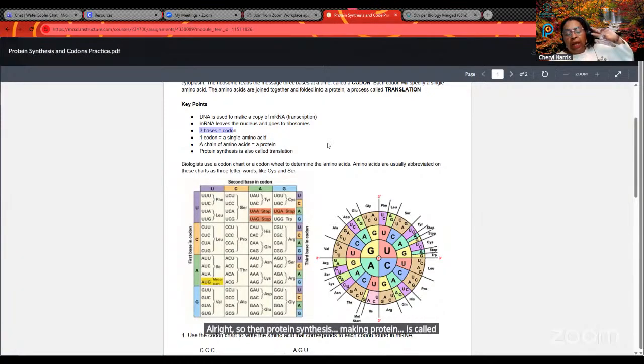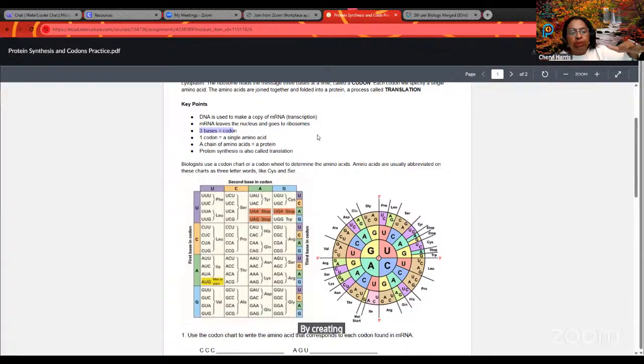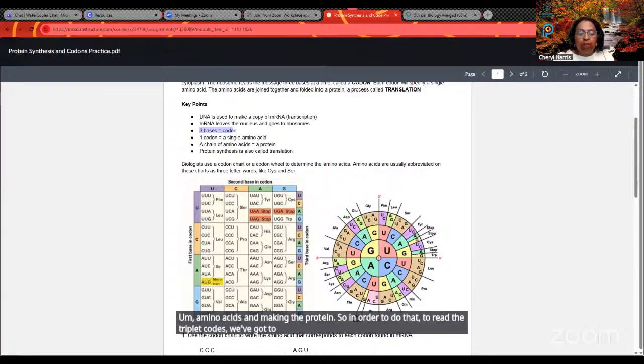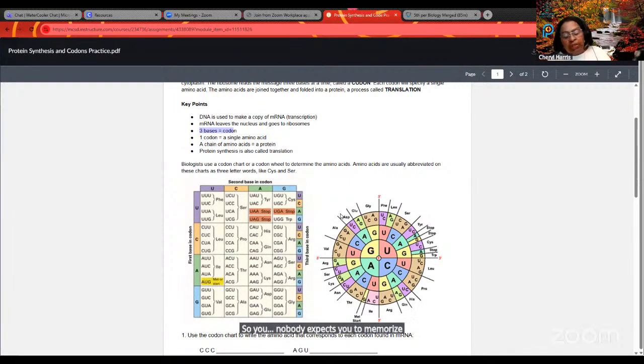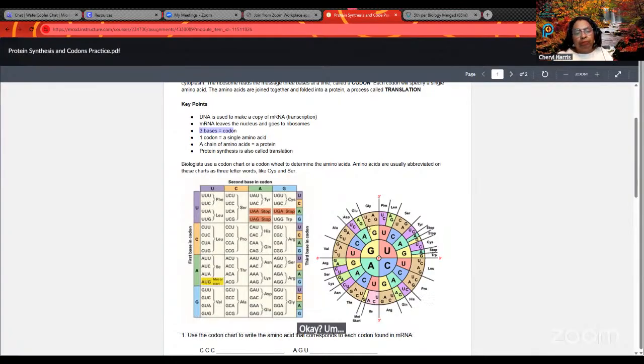So we got the information from the DNA, we transcribed the information by creating these triplet codes, and then we translated it by getting the amino acids and making the protein. In order to read the triplet codes, we've got to use this little triplet code reading chart. Nobody expects you to memorize it. Anytime you see this on a test, they will always give you the chart, but they do expect you to know how to use the chart.